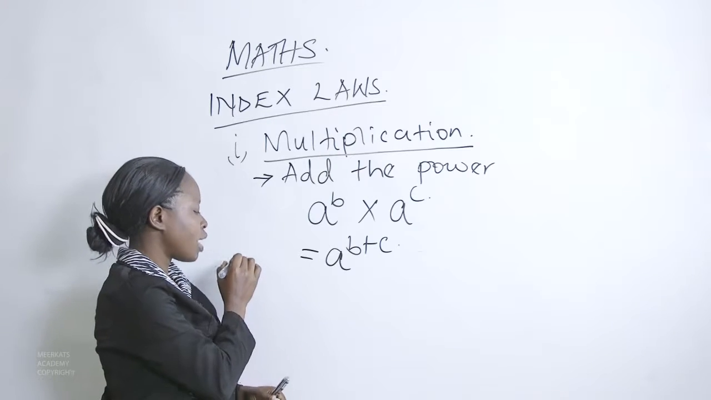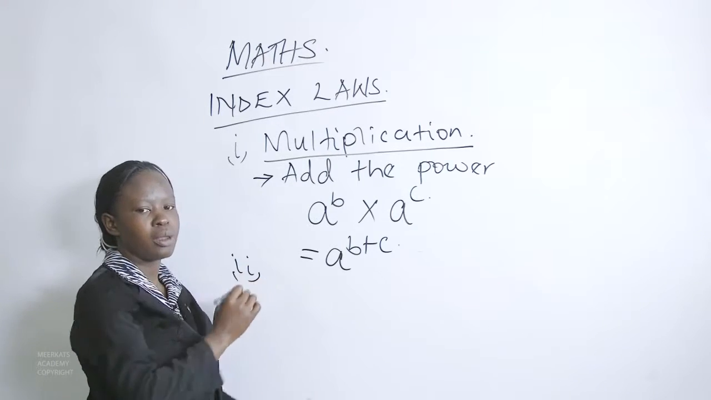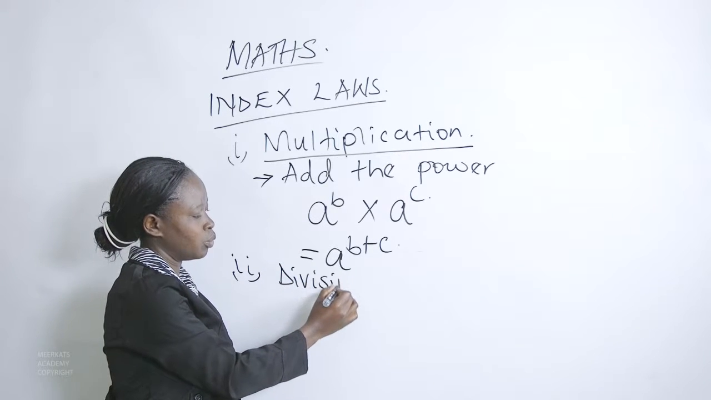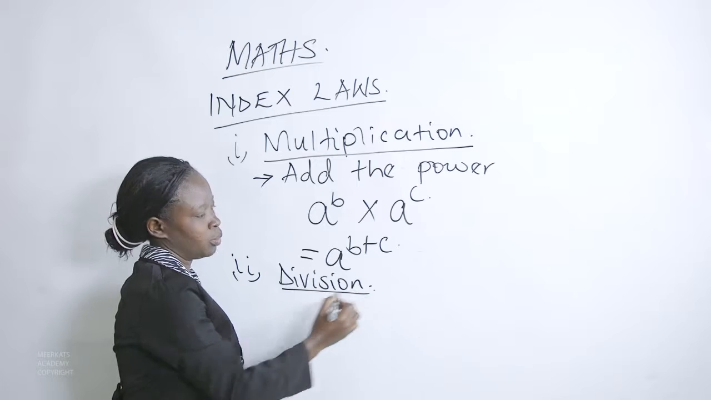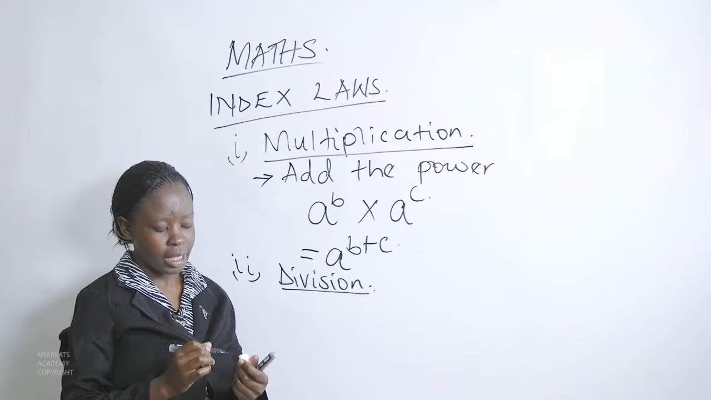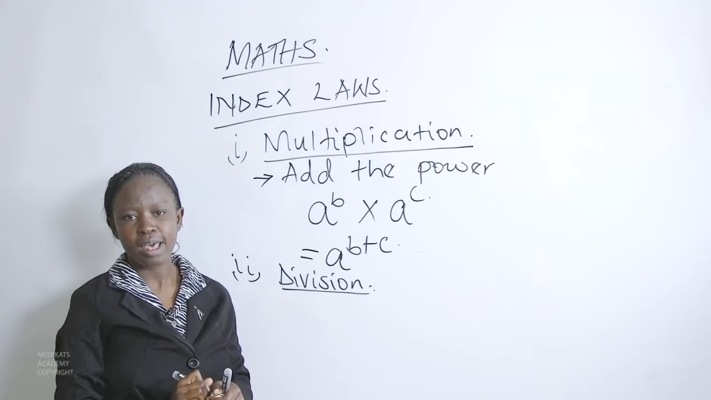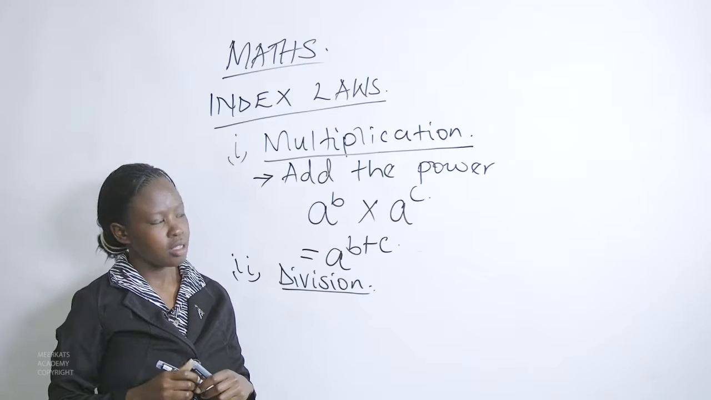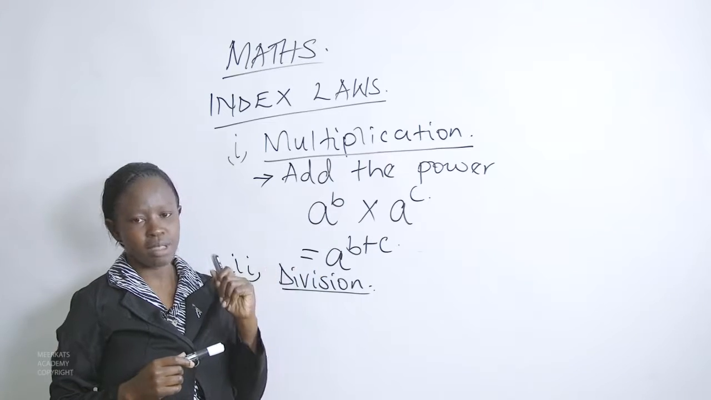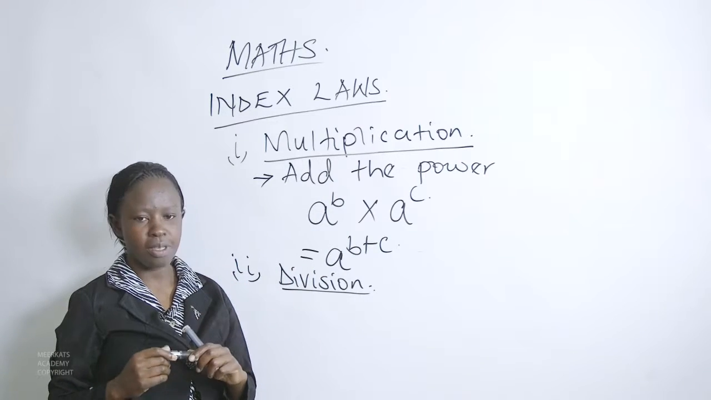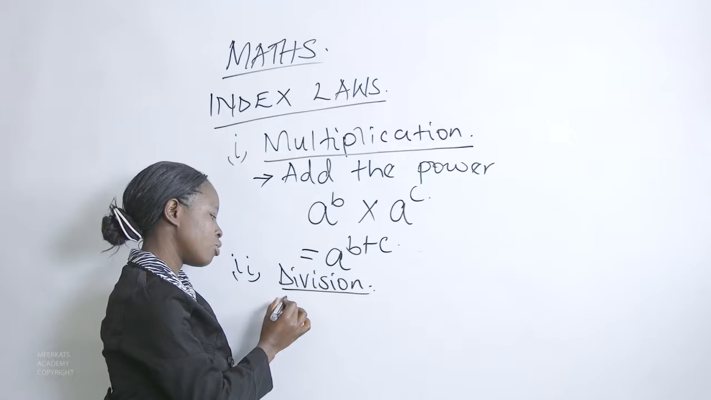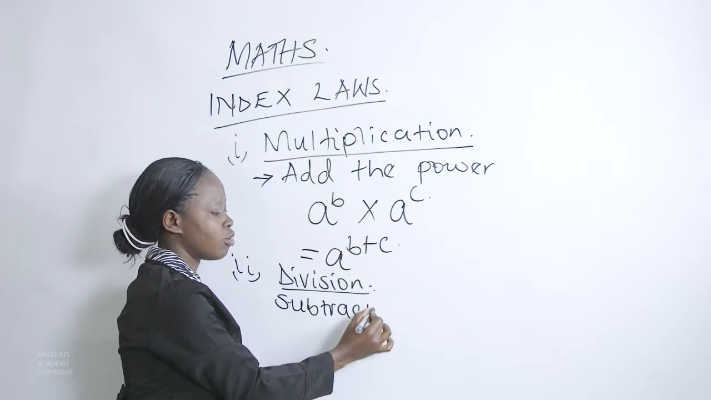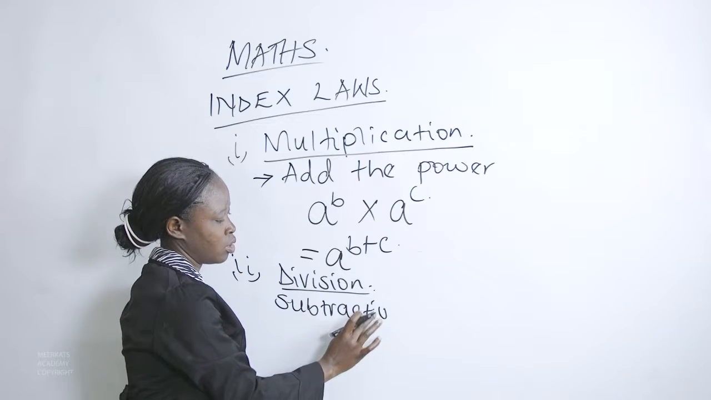The second law we have is when we are dealing with division. When we are dividing numbers that are to the same base, we subtract the powers. What do I mean? We are subtracting the powers in cases of division.